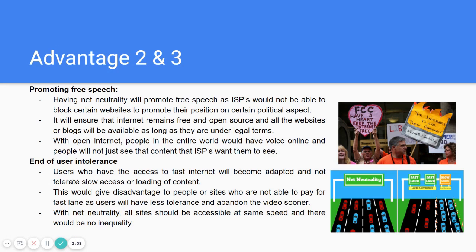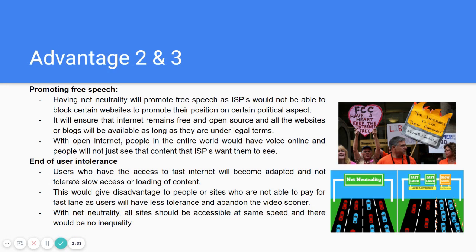With an open internet, people in the entire world would have a voice online, and people will not just see the content that internet service providers want them to see. Otherwise, internet service providers could block access to content they don't want you to see, like a rival video streaming site or another site that competes with their own interest, and even content they deem unsuitable.